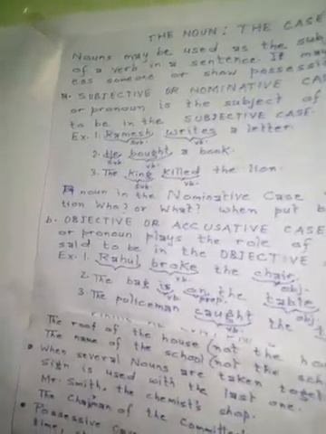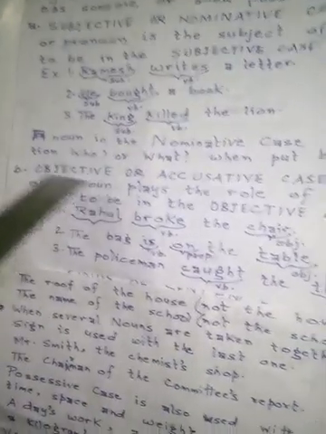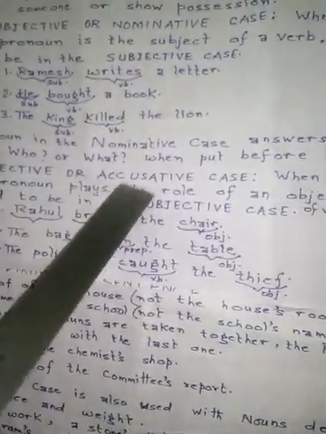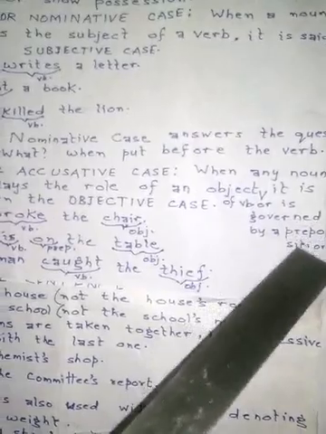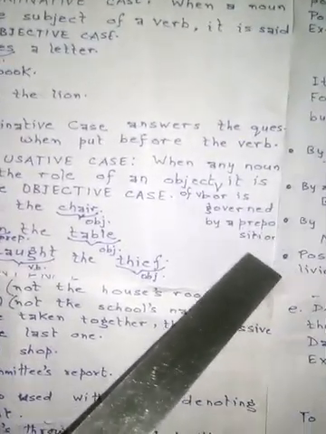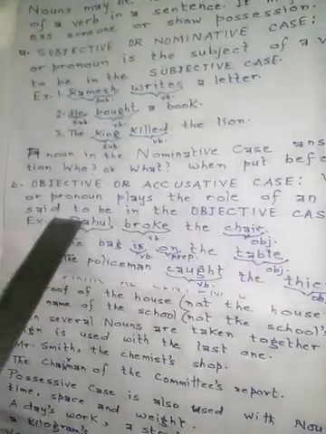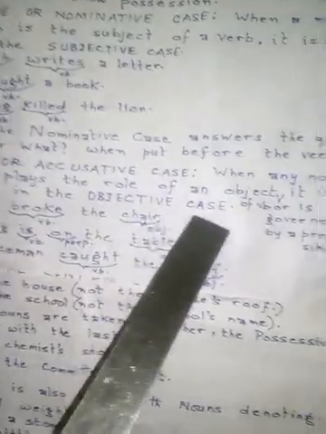Now let's come to the next case. Objective or accusative case. When any noun or pronoun plays the role of an object of a verb or is governed by a preposition, it is said to be in the objective case. Now let's see the examples.